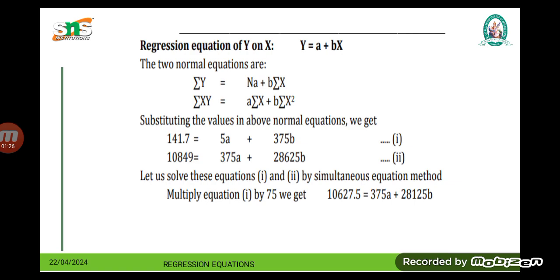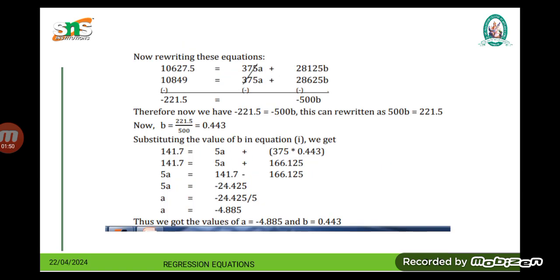My formula is summation y is equal to na plus b summation x, and summation xy is equal to a summation x plus b summation x square. So I will get the first equation and the second equation. By solving these two equations, I am going to multiply my first equation by 75 to eliminate the a term. So if I multiply it, I will get 1627.5 equal to 375a plus 28125b. I will subtract the a term and finally I will get the b term.